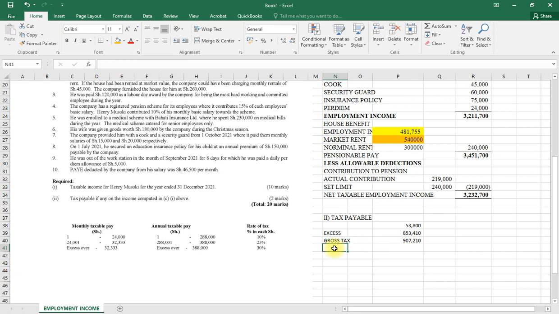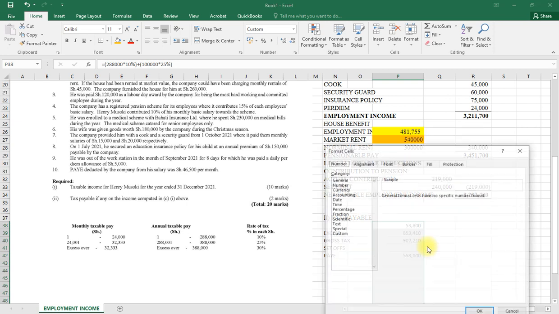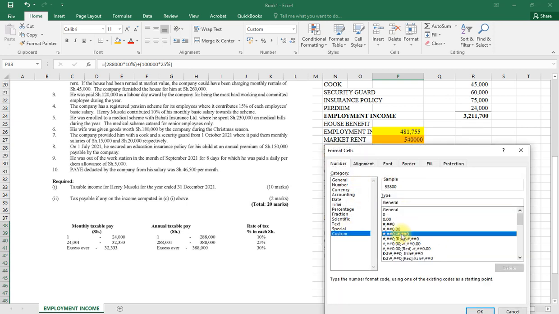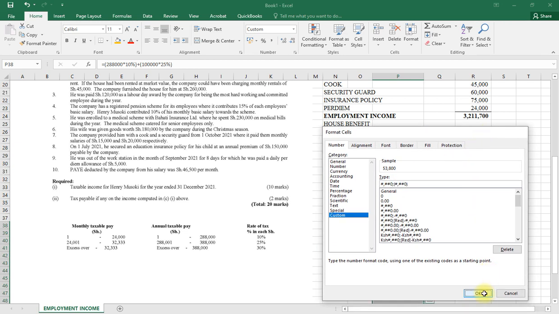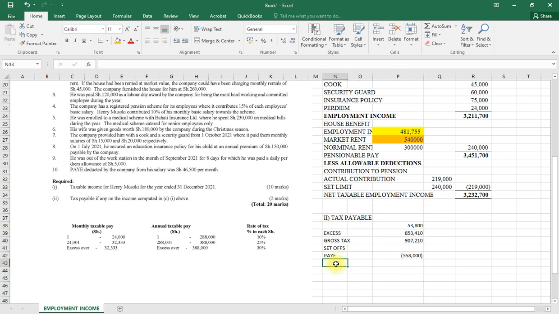So let's do the set-offs here. The first set-off is PAYE, and our PAYE we have been given is 46,500 per month. So this one will be 46,500 per month multiplied by 12 months, and I will put a negative because this one we are minusing, and I put equals. Again, let me just format these cells. Need this custom. It is easier when you are using brackets to make it look good in accounting. Then that is our PAYE.